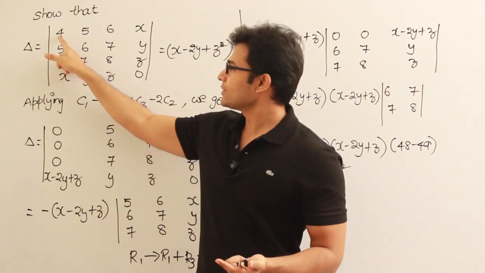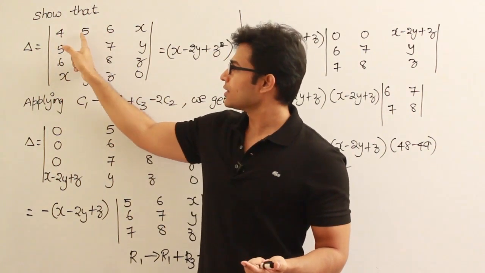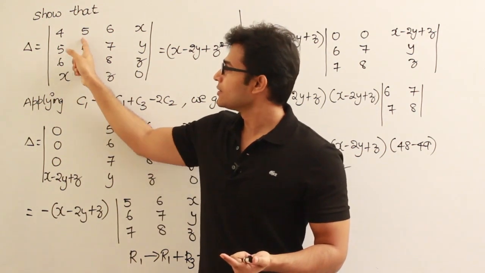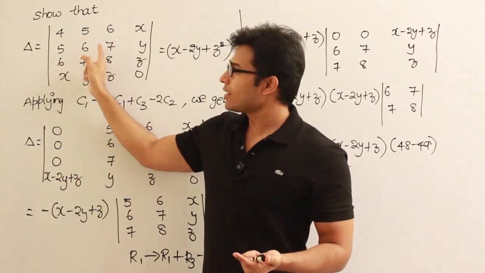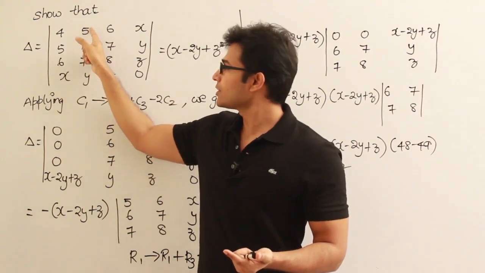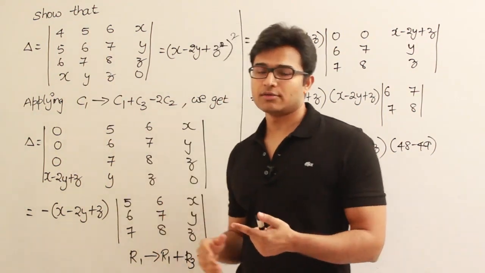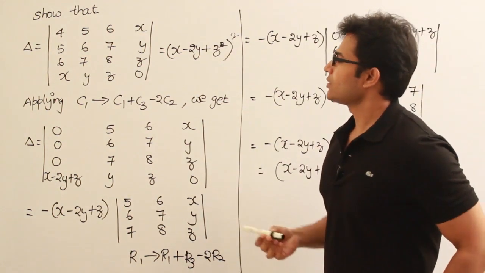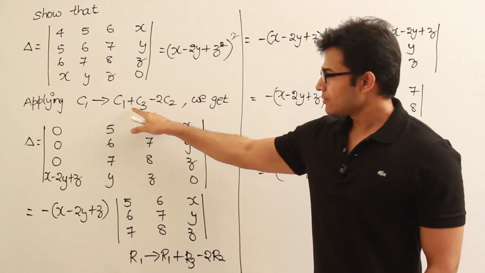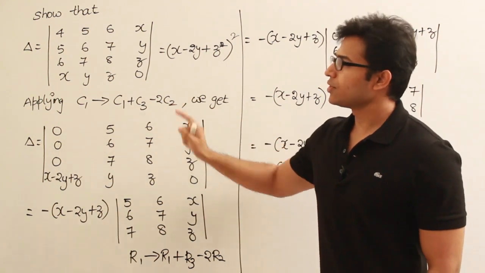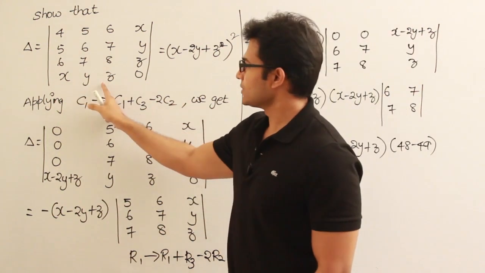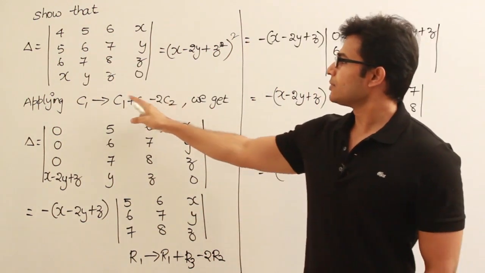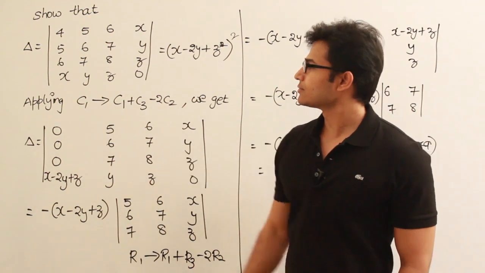If you look column wise, if I add 4 and 6, it is 10, and 2 into 5 is 10. Again 5 and 7 is 12, and 2 into 6 is 12. So you can add up C1 and C3 and then subtract 2 into C2 from that. You can go either way, right? So both are valid. Now what I am going to do here is add up C1 plus C3 and then subtract 2 into C2 from that, and replace it in place of C1. Then I got this.